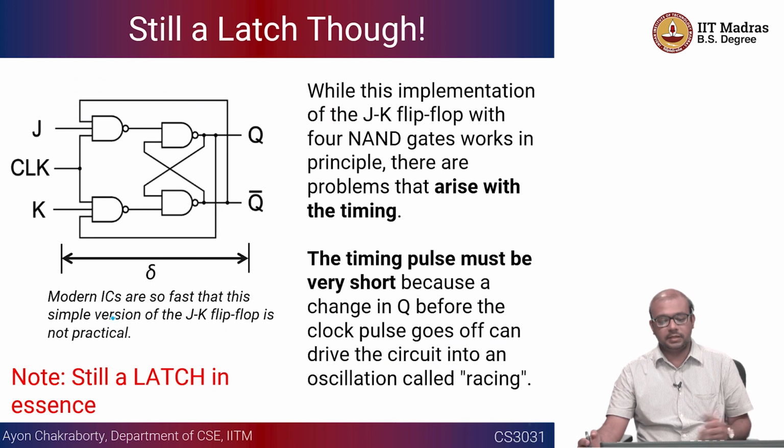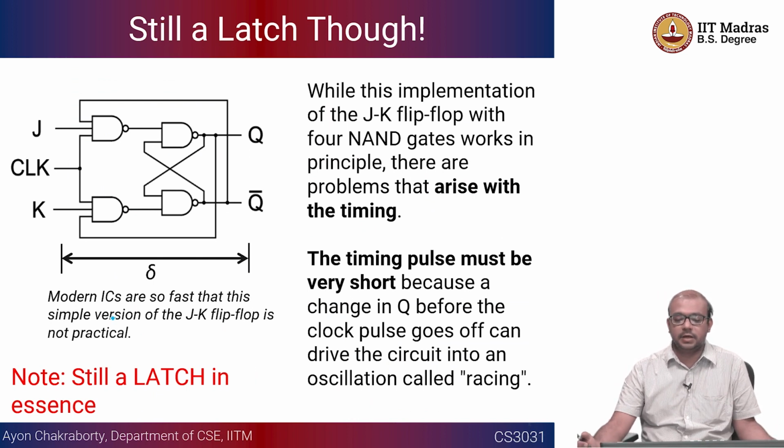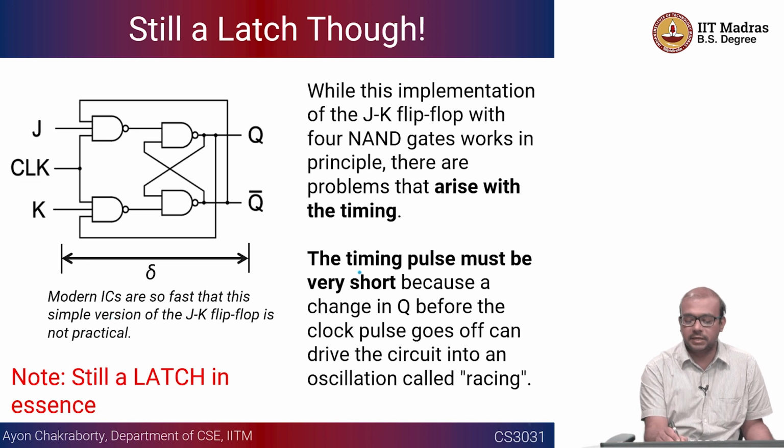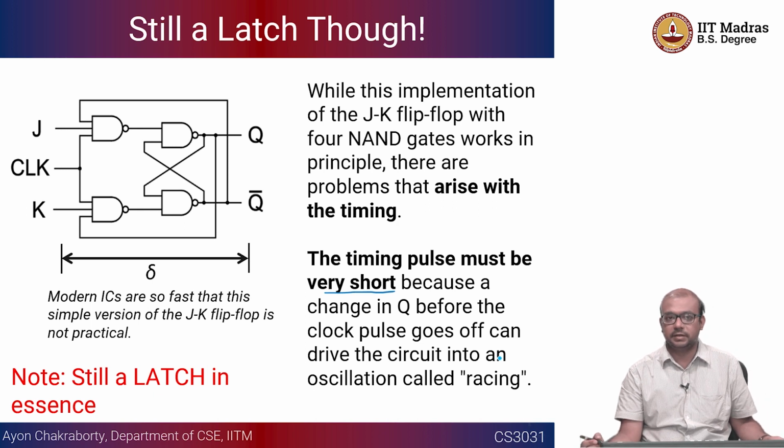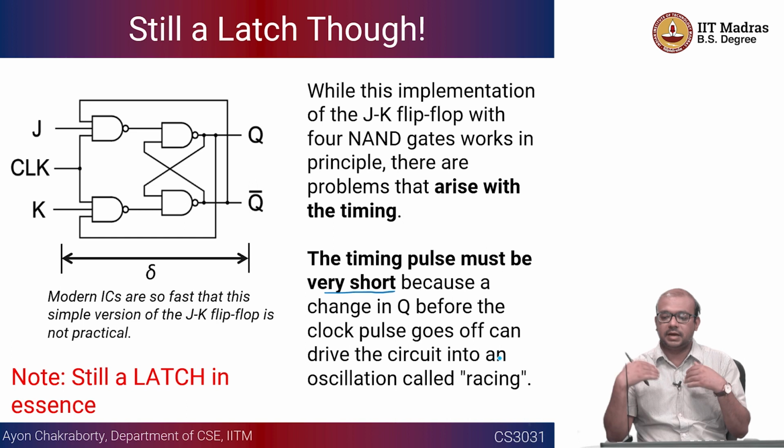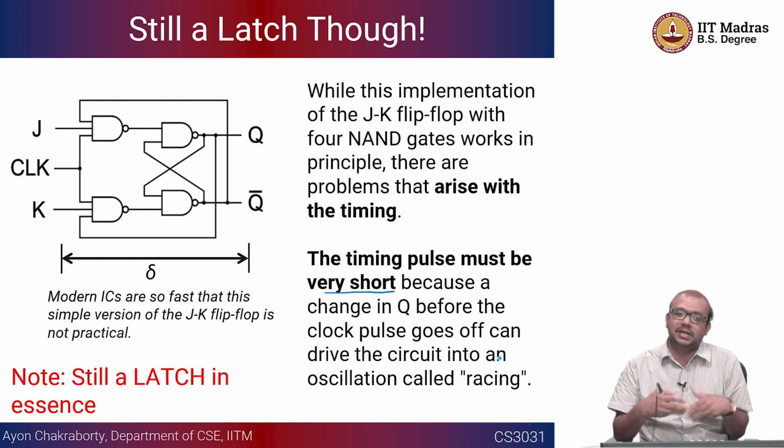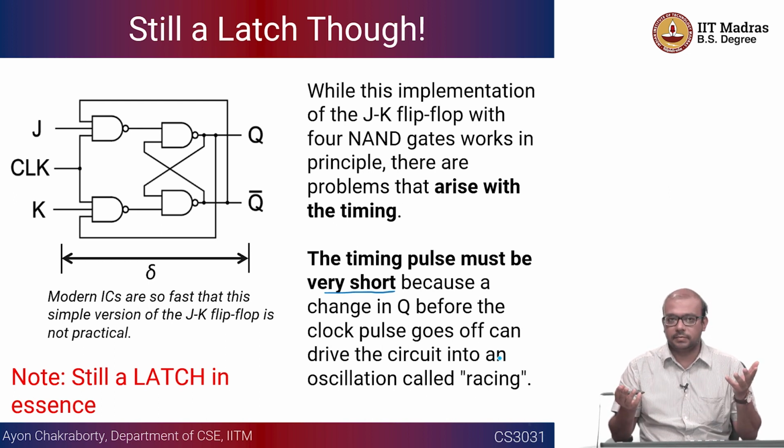So this is basically because it is almost behaving like a latch. As long as the level is high in the clock, the NAND gates are going to toggle, and the timing pulse must be very short, because a change in Q before the clock pulse goes off can drive the circuit into an oscillation, which we call racing. So the clock pulse is high, the circuit toggles. When the output of Q or Q bar comes back as feedback, it finds the clock is still high, then it will again toggle, and it will continue for an uncontrolled period of time, right.